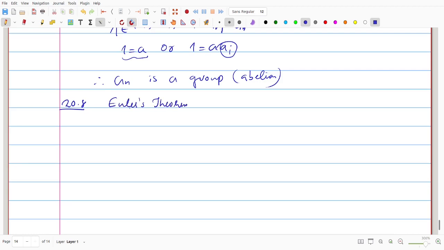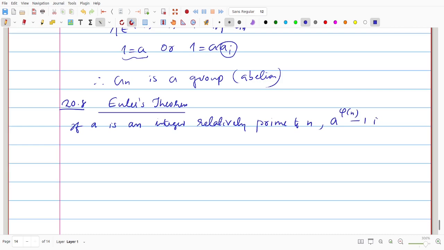Euler's theorem. This theorem states that if a is an integer relatively prime to n, then a to the power phi of n minus 1 is divisible by n. That is, a raised to phi of n is congruent to 1 mod n.